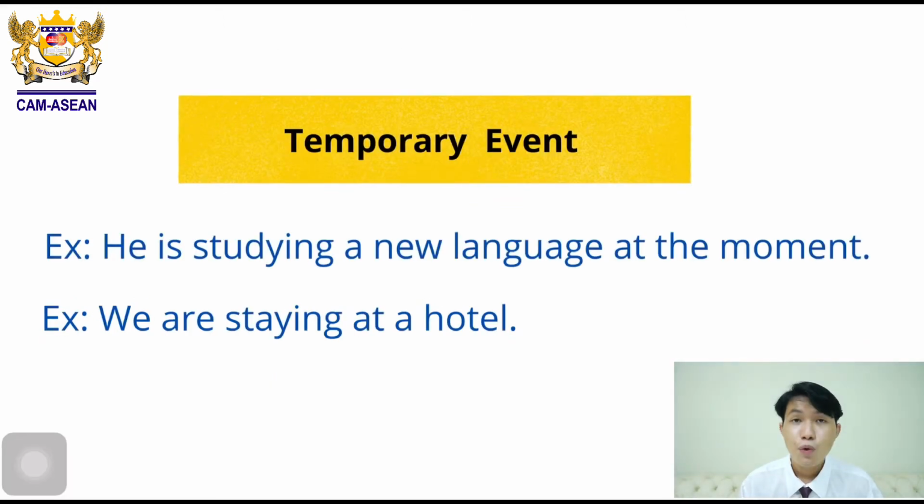Alright. So we use present continuous when we want to talk about a temporary event. What does that mean? It means an action or an event that does not last forever. It's just temporary, just short term. So let's take a look at the example together.